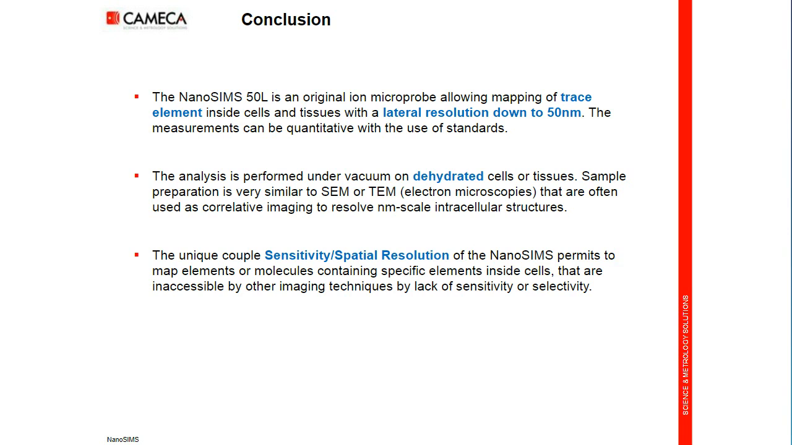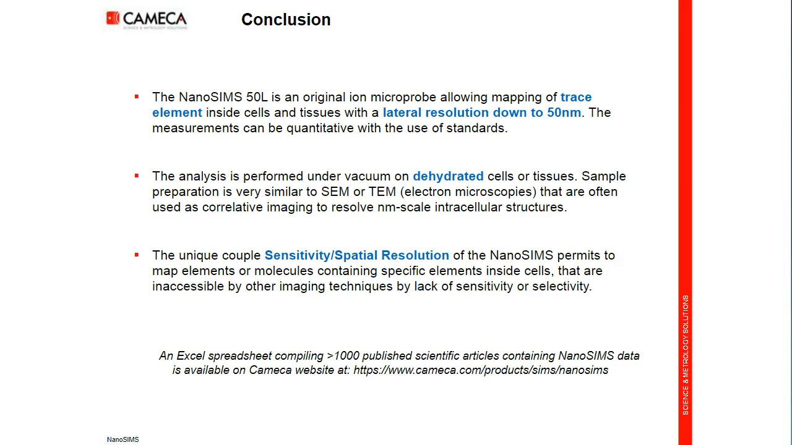An Excel spreadsheet compiling more than 1,000 published scientific articles containing NanoSIMS data is available on the Chemica website, so you can download it and filter the articles by keywords, subject, journals, country, etc.